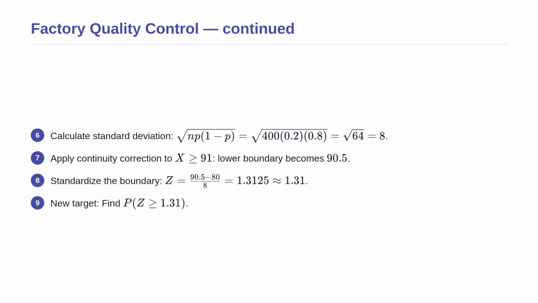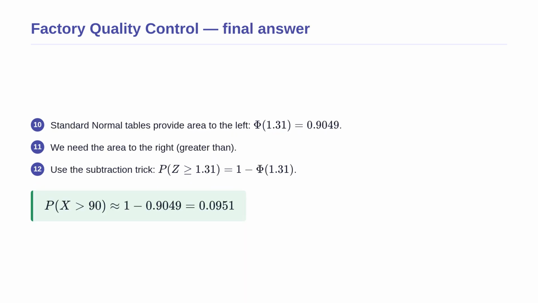We now need to find the probability of getting a standard score greater than 1.31. Let us finish this quality control problem. We need the probability that our standardized score is greater than 1.31. Standard normal tables only give us the area to the left of a number, but we need the area to the right. Because the total area under any probability curve is exactly 1, we can use a simple subtraction trick.